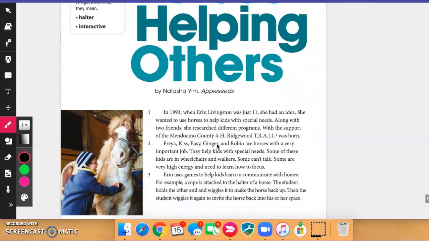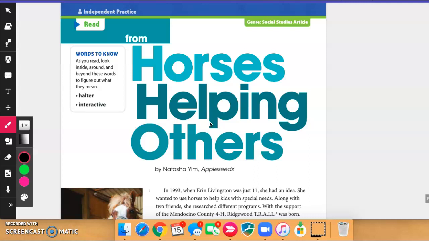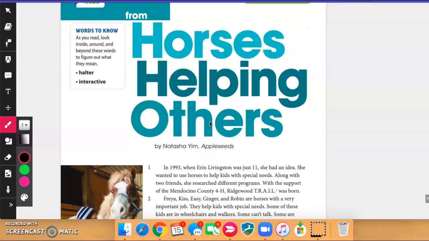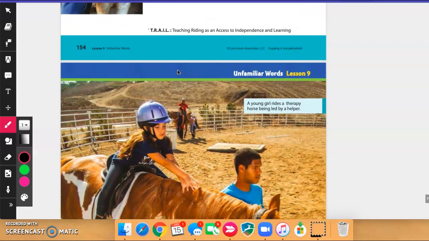As you read this passage today, you're going to be looking for words that you might not understand. This is another lesson on using context clues to help you understand words you might not know. So you'll begin by reading the first paragraph. This is a little bit of a longer read.